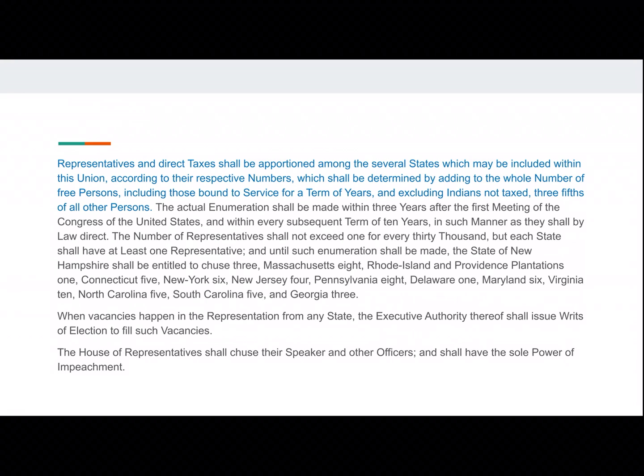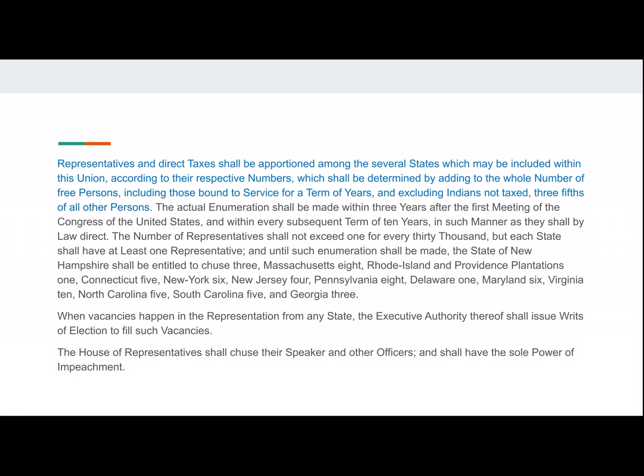The actual enumeration shall be made within 3 years after the first meeting of the Congress of the United States, and with every subsequent term of 10 years. So in the year 2020, we are in a census year. So that means we have to count everyone in the state. Children, moms, dads, aunts, uncles, grandparents, everyone. All right. In such a manner as they shall by law direct. And so it just means that Congress will set up how we do the counting.